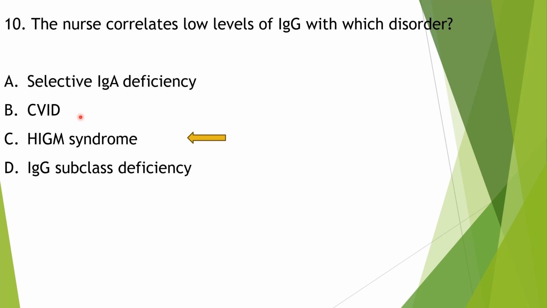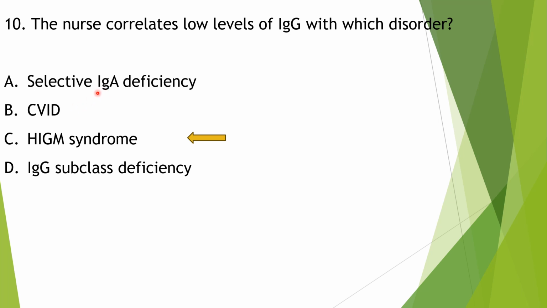Common variable immune deficiency is a category of B cell deficiency. This HIGM syndrome is a T cell deficiency. This CVID is a B cell deficiency due to the lack of differentiation of B cells into plasma cells. Low levels of circulating antibodies will be present in our body. There are normal levels of B cells, but they fail to differentiate into antibody secreting cells in CVID.